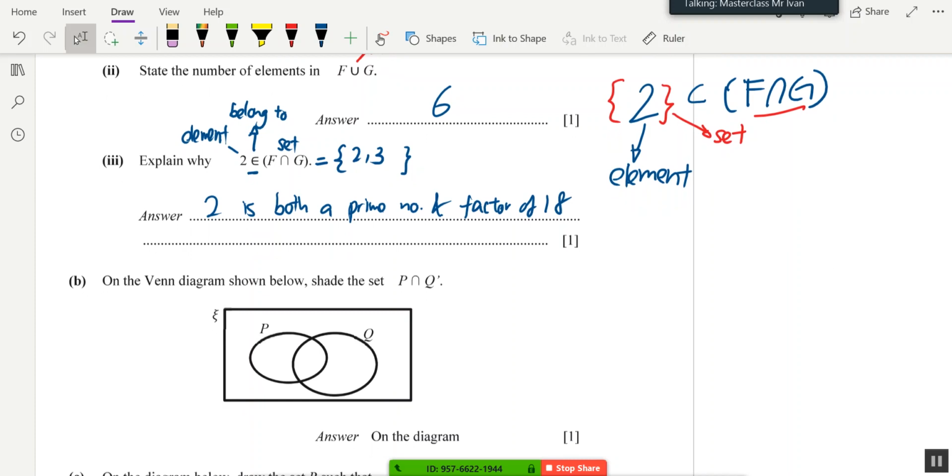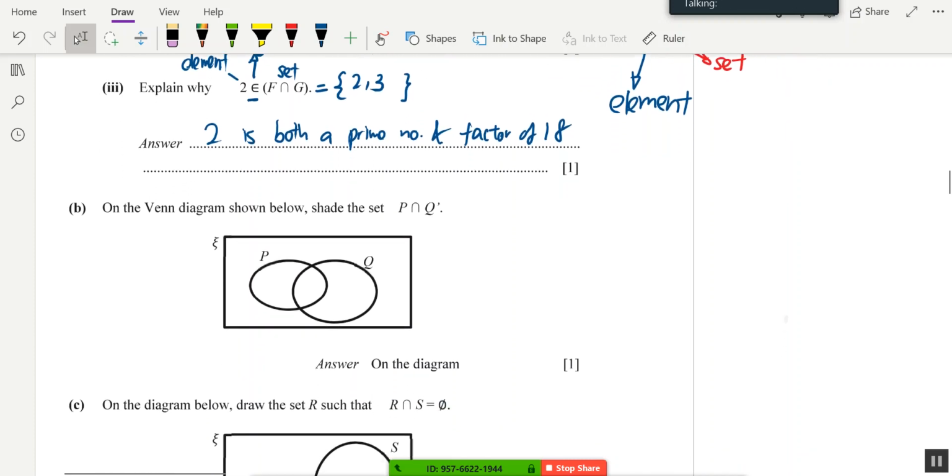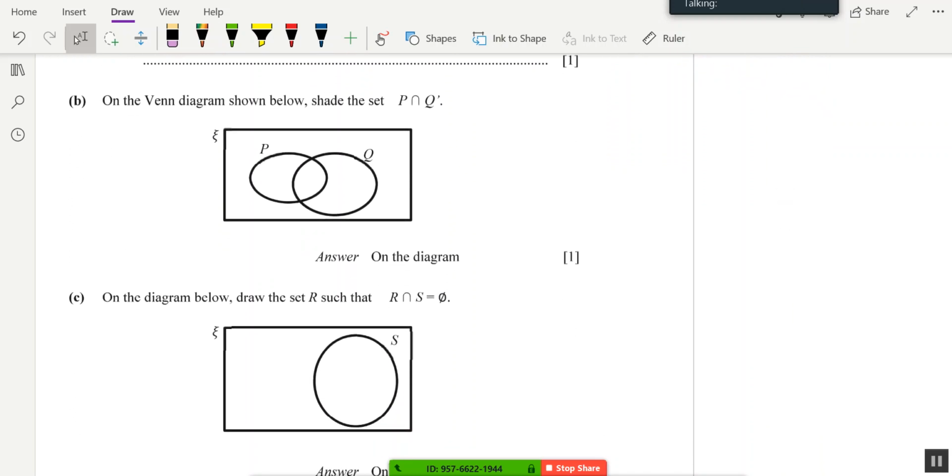Okay, next one, shade P intersect Q prime. Where do you think it is? Megan, is it the middle part?